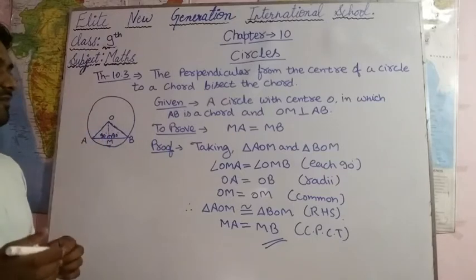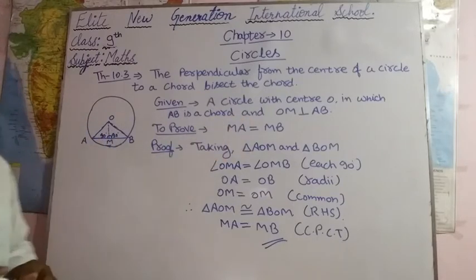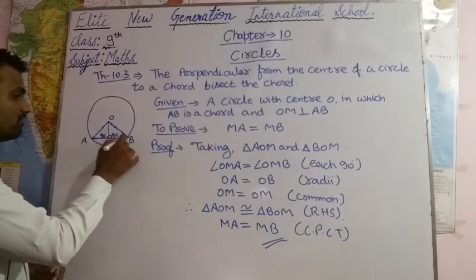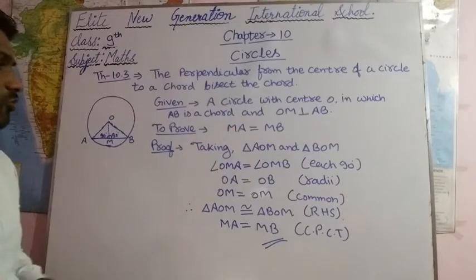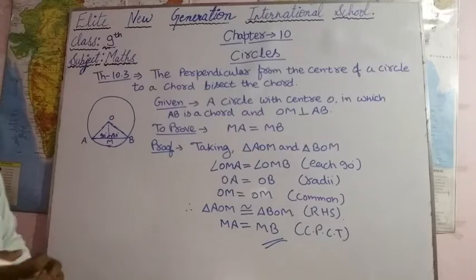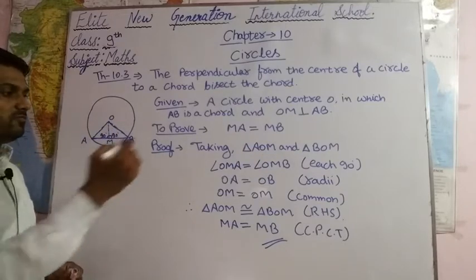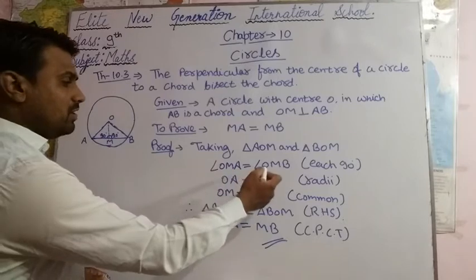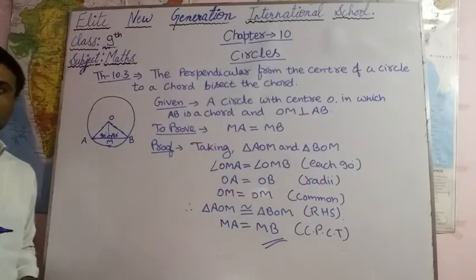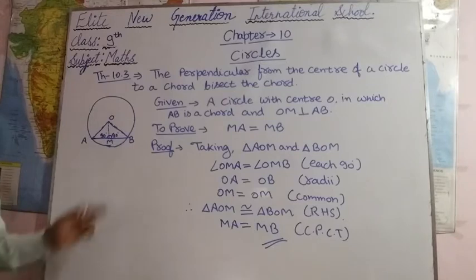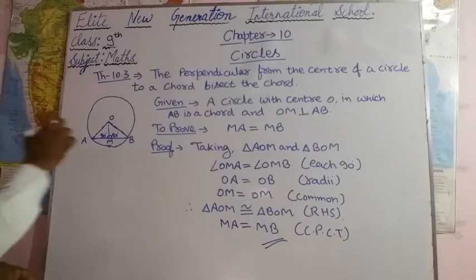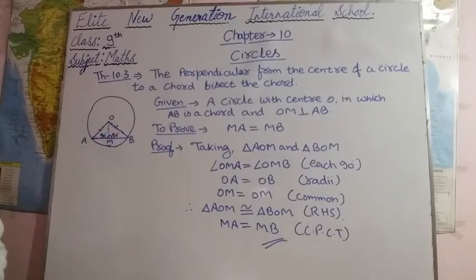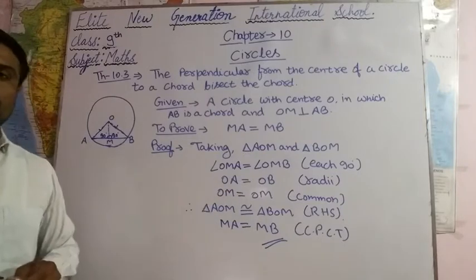In this we have to prove that MA equals MB. Now in the proof we can take triangle AOM and triangle BOM. Taking triangle AOM and BOM, in these two triangles, first of all angle OMA is equal to angle OMB, each 90 degrees. Here also OA equals OB, that is radii of the same circle. And OM equals OM, that is common.